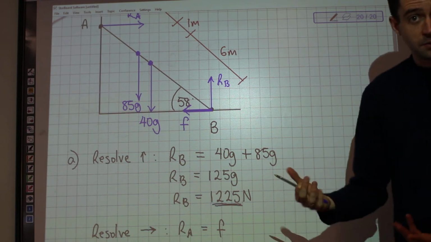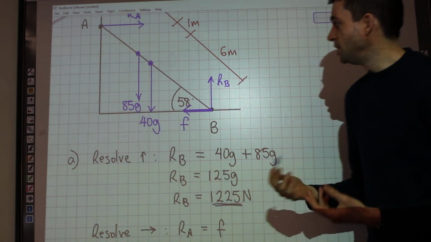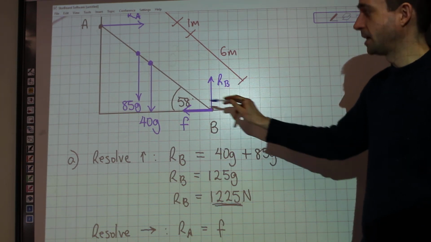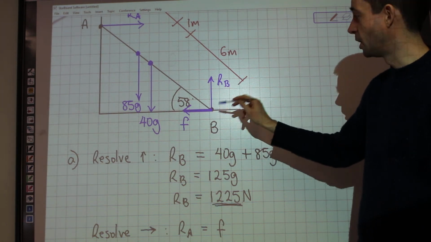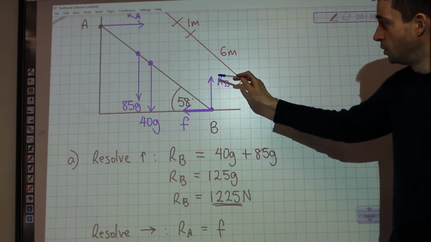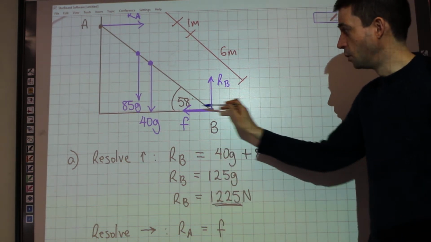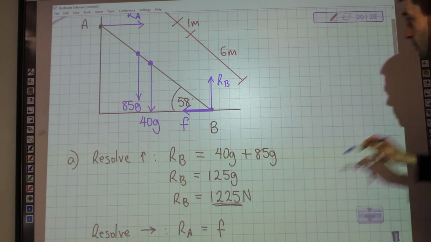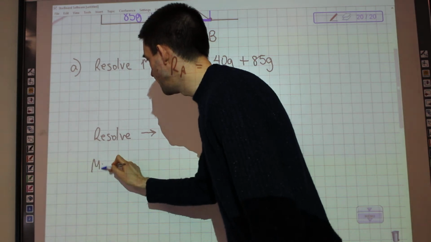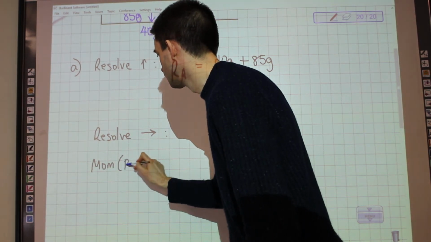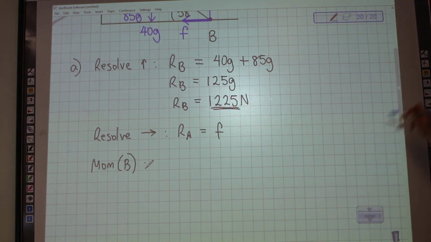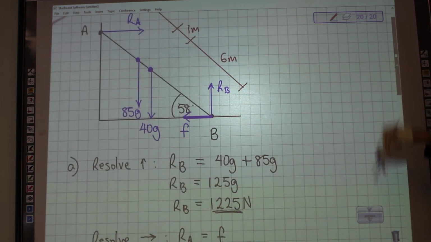So moments. Now again, when you take moments, if you take moments about a point where there's forces acting, it's possible to ignore those forces. So I'm going to take moments about B, which means I can ignore the reaction at B, and I can ignore friction, which is one of those forces that I don't know. So I'm going to do moments about B. Again, considering clockwise moments and anti-clockwise moments.